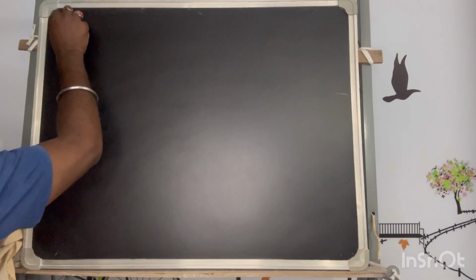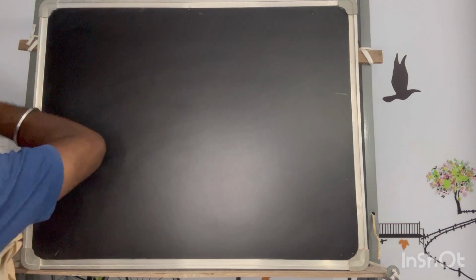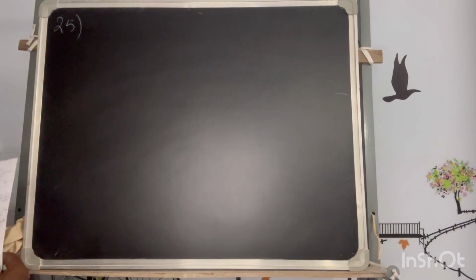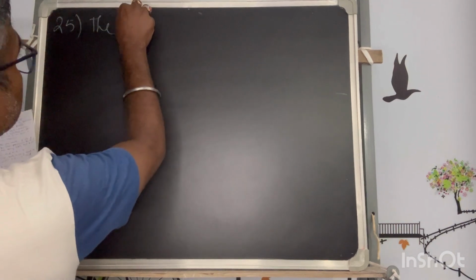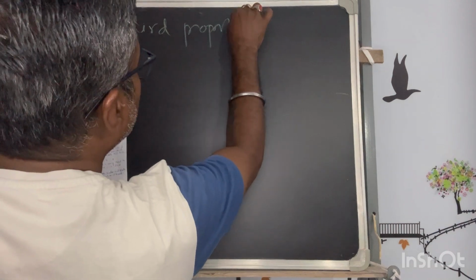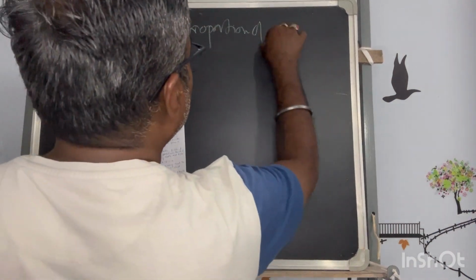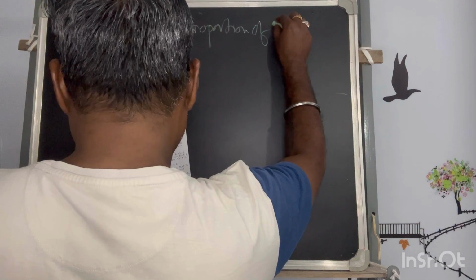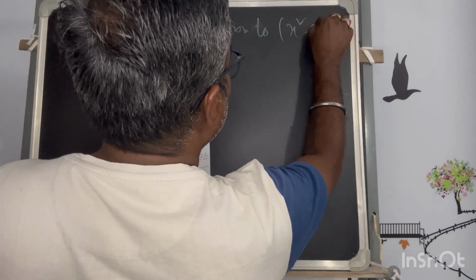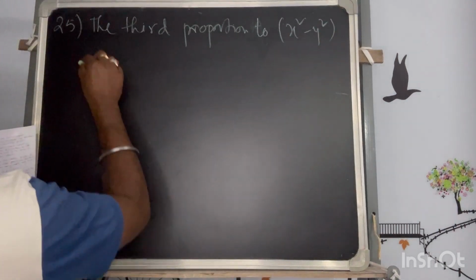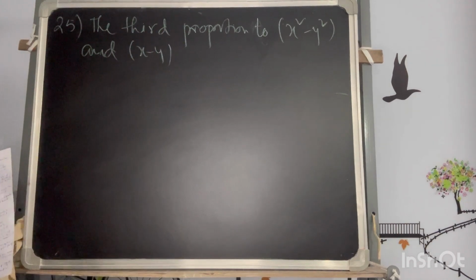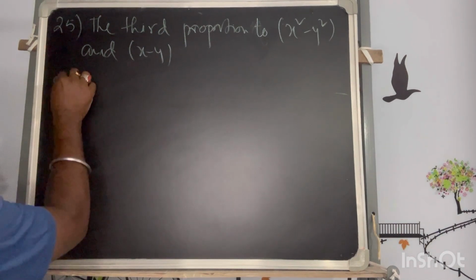25. The third proportion of 2x square minus y square and x minus y. So how do I get the third proportion?